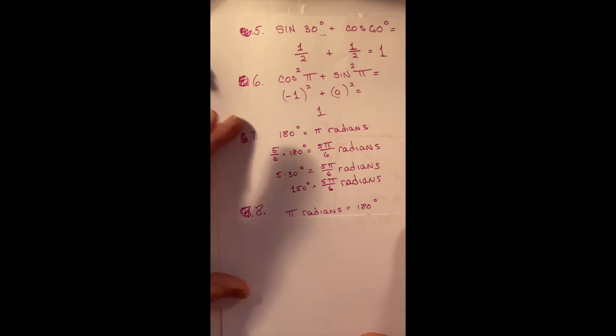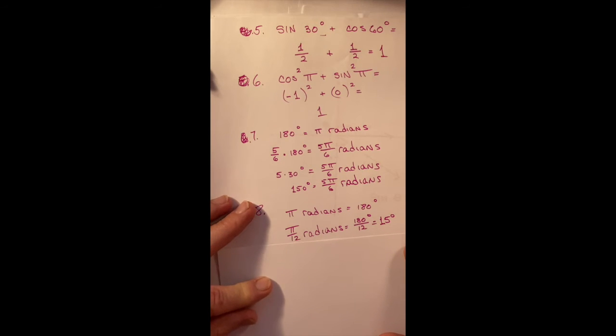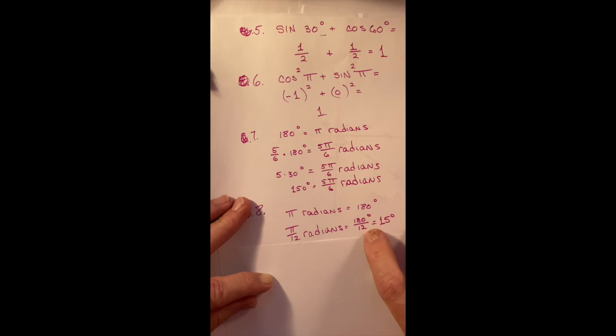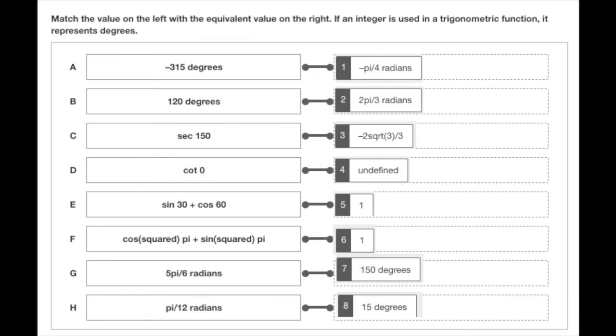For number 8, we're going to do it one more time. Pi radians is equal to 180 degrees. We want to know pi over 12 radians, so we just have to divide both sides by 12. 180 divided by 12 is 15. So pi over 12 radians is 15 degrees. So those were the first 8 questions. Those were the matching questions.